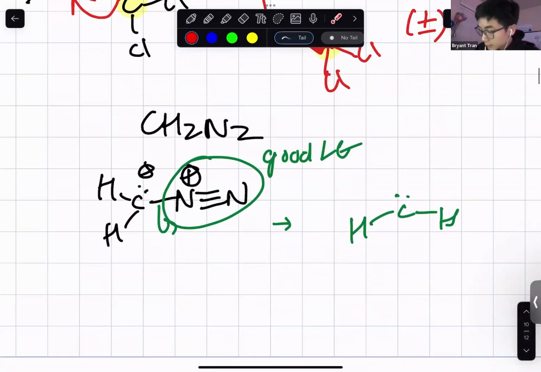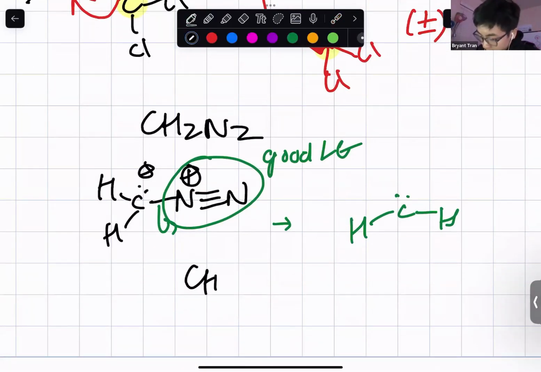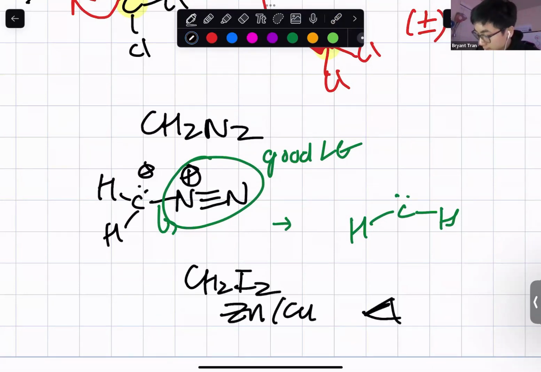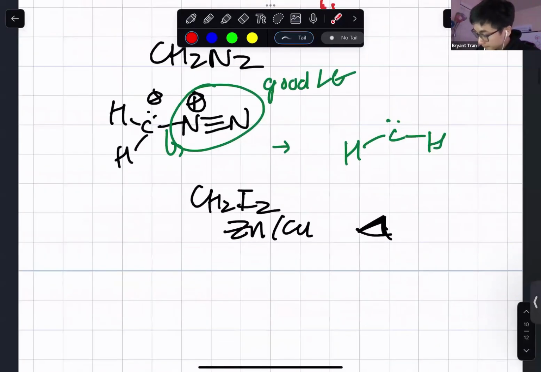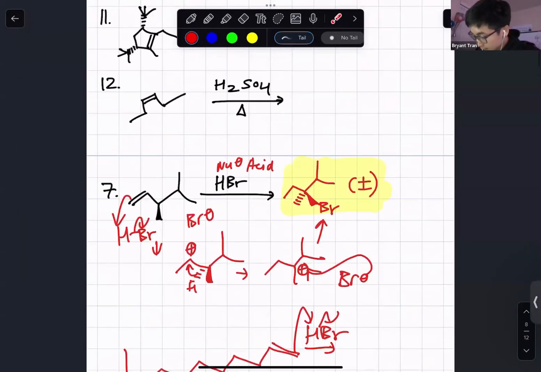Okay. There's another reagent that you guys have to know, which is Simmons-Smith reagent, CH2I2, with zinc or copper, which will form a cyclopropane, but you don't need to know the mechanism for that, right? Don't worry about the mechanism for the Simmons-Smith reagent. Okay, let's move on to the next one. Number 10.